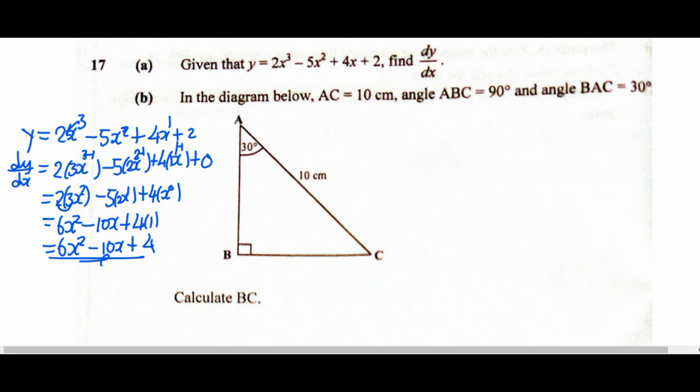Now we can move on to question B. In the diagram below, AC is equal to 10 centimeters, angle ABC is equal to 90 degrees, and angle BAC is equal to 30 degrees. Find BC. So let's look at this. So we can see that here, this is our opposite side, adjacent, then hypotenuse. So let's use SOHCAHTOA.